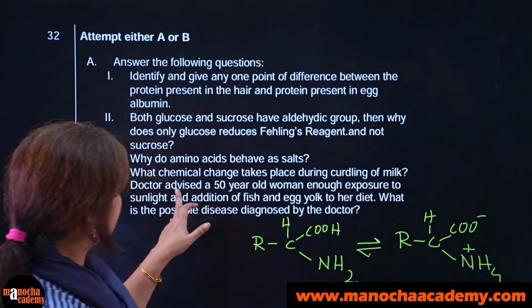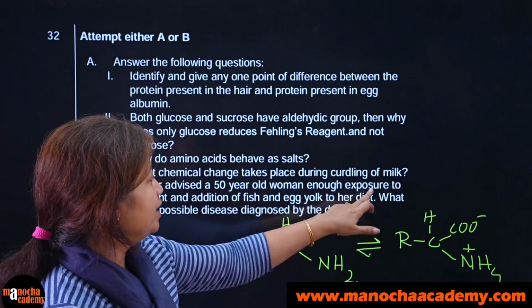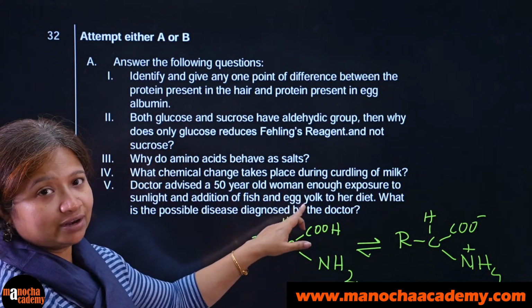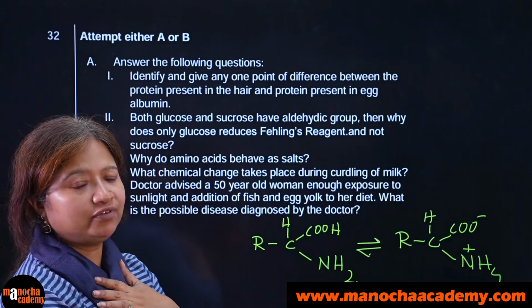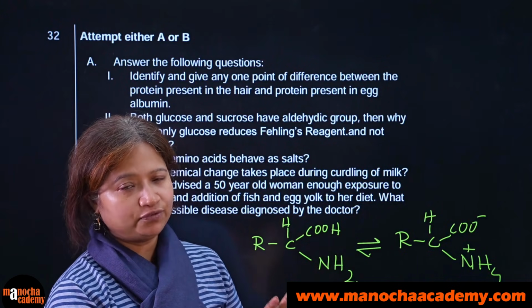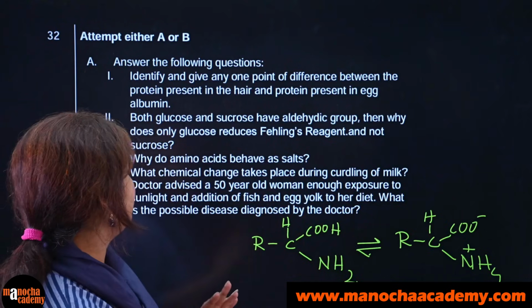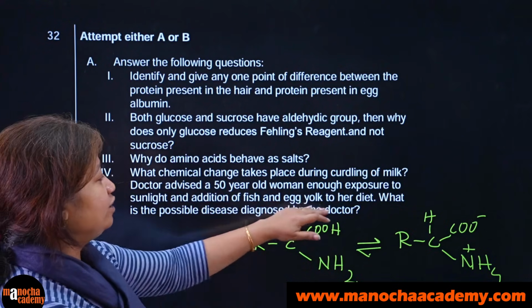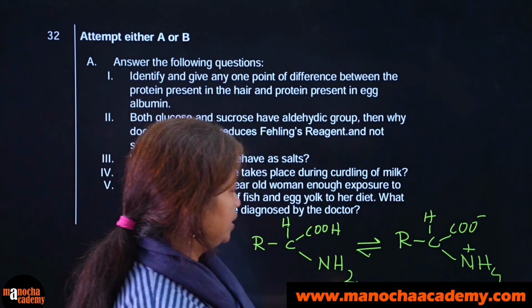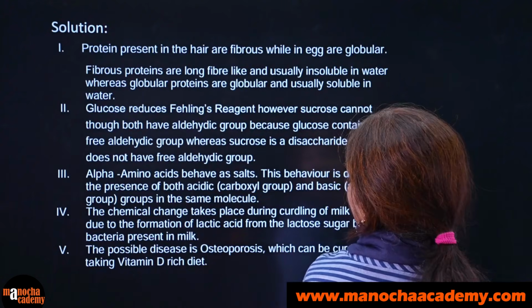Next question: a doctor advised a 50-year-old woman enough exposure to sunlight and addition of fish and egg yolk to her diet. Exposure to sunlight, why? Because we all are vitamin D deficient. We live in ACs, with less sunlight. So vitamin D deficiency, obviously. What is the possible disease diagnosed by the doctor? Okay, so we'll look at the answers here.